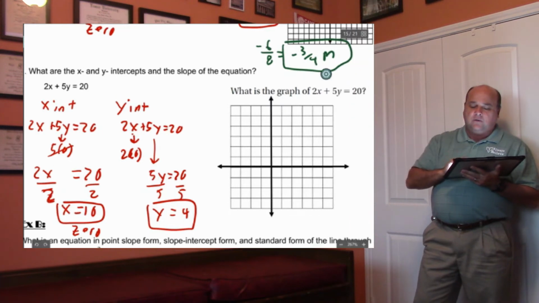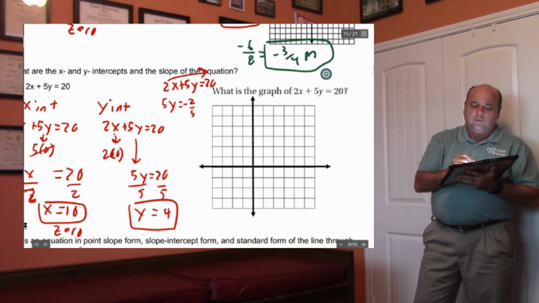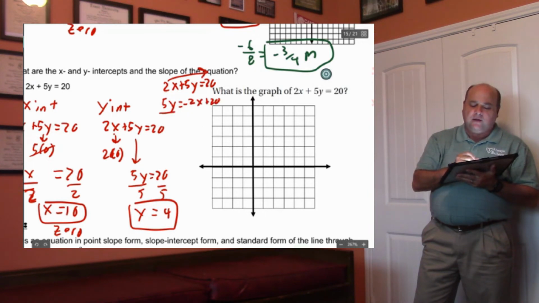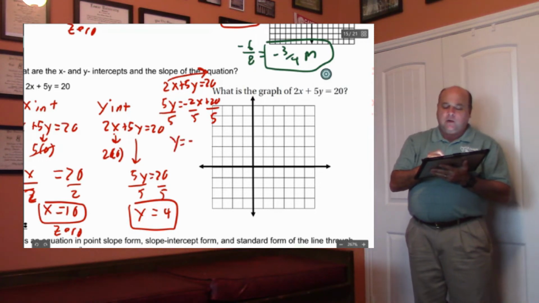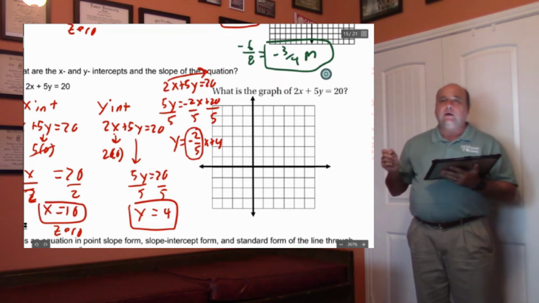Okay, so let's solve it for y. So write down 2x plus 5y equals 20. Move over the 2x. You get negative 2x plus 20, and then divide by 5. You've got to be able to solve this. So y equals negative 2 over 5 x plus 4. My slope is right here in it.